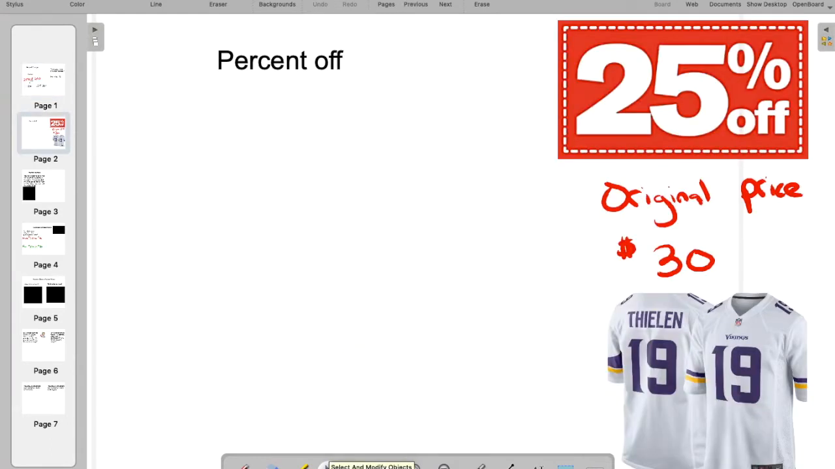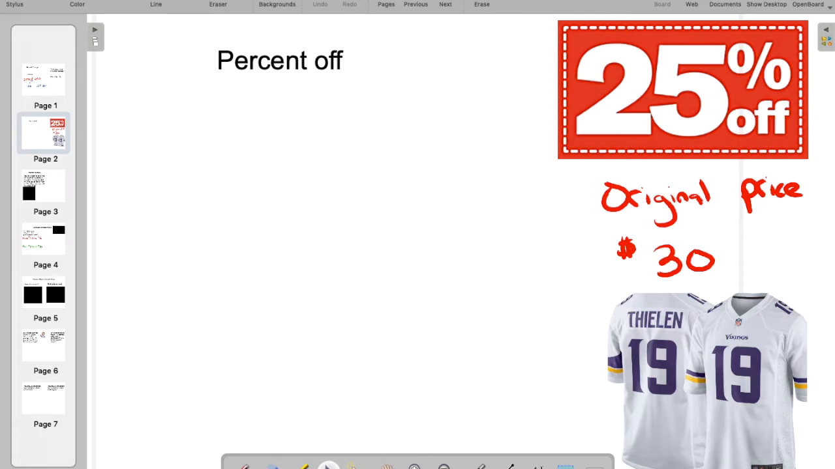For our first example, we're going to look at a type of problem that you have probably already seen anytime that you've gone shopping before, which is having an item, and that item is a percent off, or what we'll call a sale.